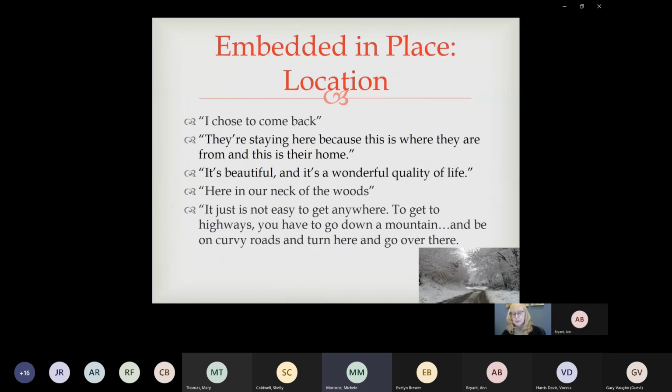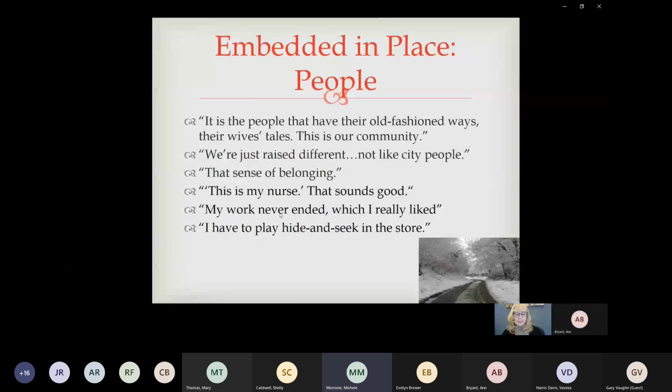Aesthetic features, the beauty of the nature of the area, also were a stimulus for choice. "They owned this place here in our neck of the woods." They recognized the limitations. There were limited employment opportunities. "It's expensive in some places to buy a home." There is limited infrastructure. As the last quote says, "It's just not easy to get anywhere. To get to the highways, the big major highways, you have to go down a hill and on curvy roads and go here, over there." They accepted all of that as embedded in place.